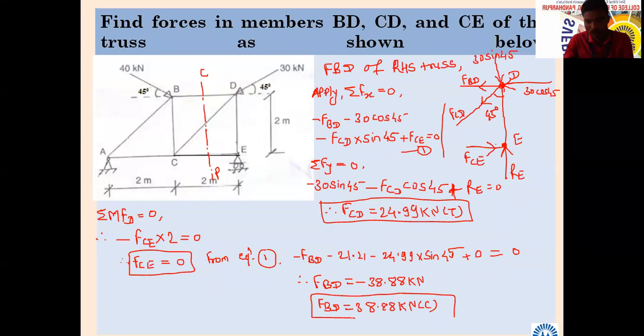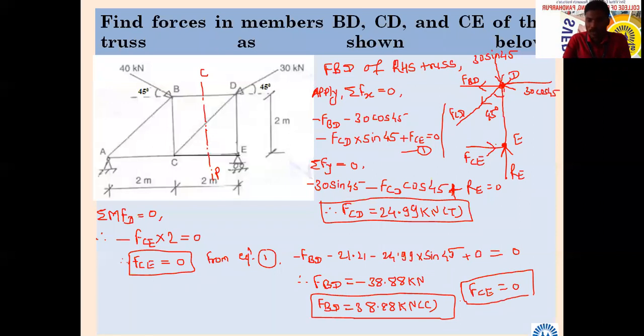So this is one, another one, and another one is FCE, which we have calculated as 0. So there is no question of tensile or compressive. So only these three forces were necessary to find. Okay, correct.